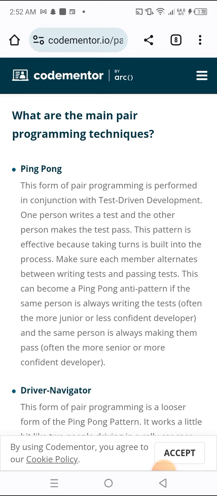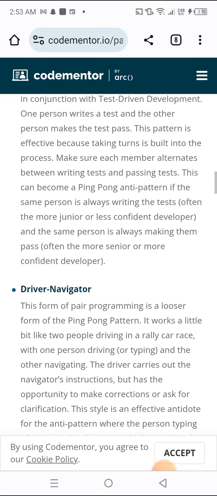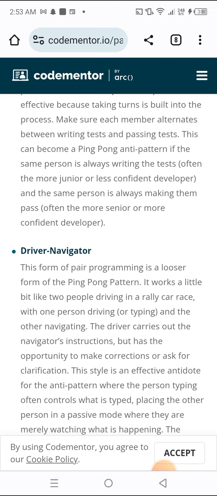This pattern is effective because taking turns is built into the process. Make sure each member alternates between writing tests and passing tests. This can become a ping pong anti-pattern if the same person is always writing the test, often the more junior or less confident developer, and the same person is always making them pass, often the more senior or more confident developer.